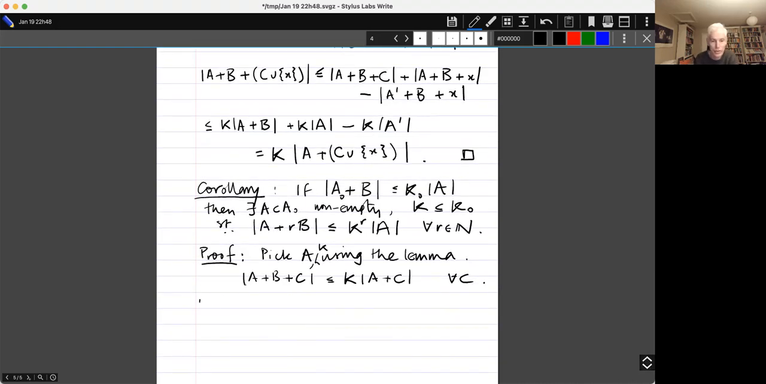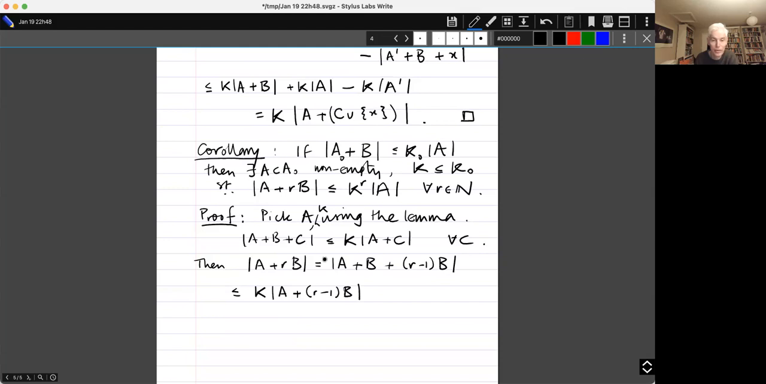We've got that, so then I'll do this slightly informally. One can write down a formal induction, but A plus rB equals A plus B plus (r minus 1)B. Now we use the lemma for this. That's less than or equal to k times the size of A plus (r minus 1)B. So I'm taking C to be (r minus 1)B.